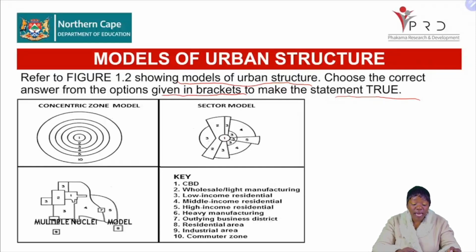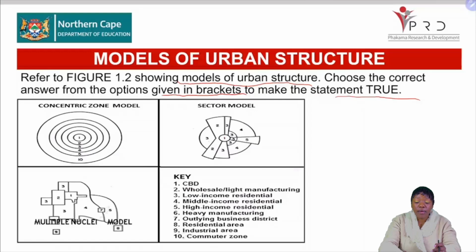Then number 7, we are looking at the outlying business districts. Remember, we said it's the OBD. You can have questions where you need to compare the CBD, which is the central, with the OBD, which is the outlying. There are reasons for the outlying, because in those areas there is availability of space and the land is cheaper compared to the CBD. Then we have our residential area at number 8, our industrial area at number 9, and lastly, our commuter zone. Remember, these are from the structure of the urban models.